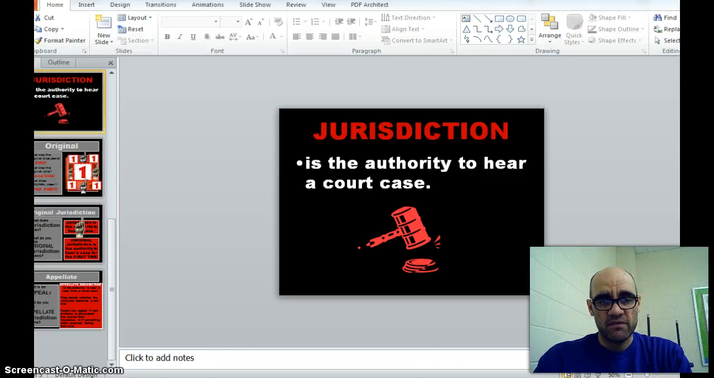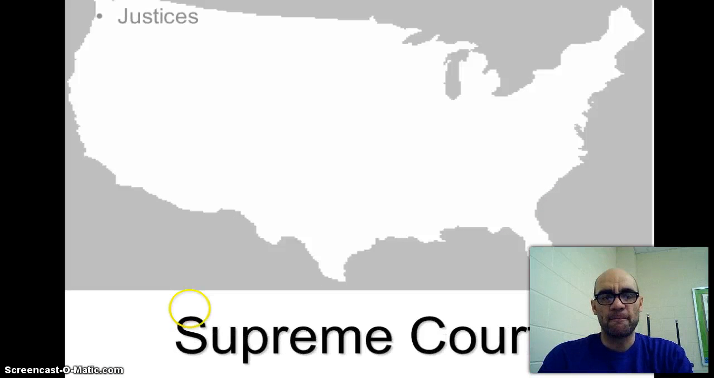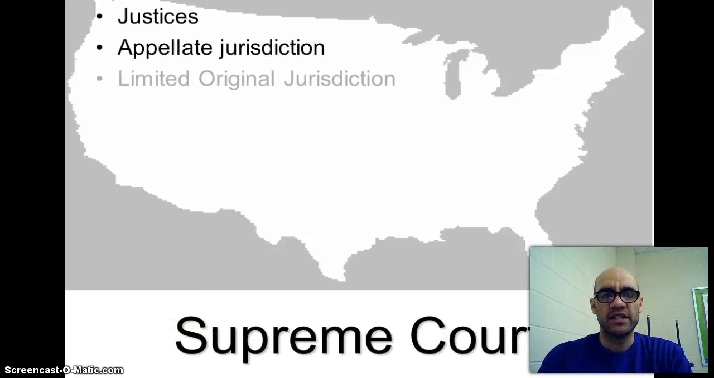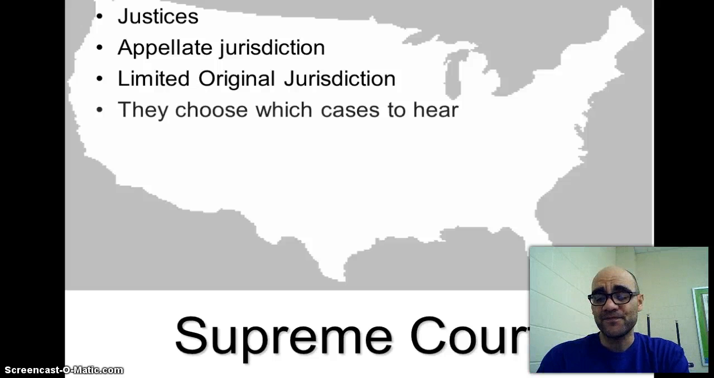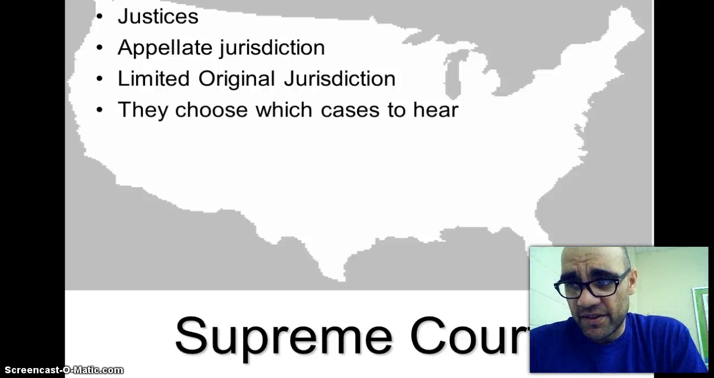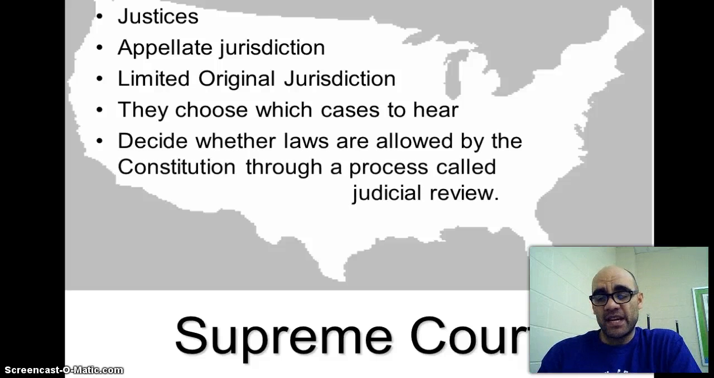Oops, we don't want that. We want this. All right, so Supreme Court. They have appellate jurisdiction. They have very limited original jurisdiction. The Supreme Court only hears original jurisdiction cases involving states, saying one state is suing another state for some reason, but it's very limited. They choose which cases to hear. I've heard that out of all the cases sent to them, they only hear about 10% of the cases. And they decide whether laws are allowed by the Constitution through a process called judicial review.